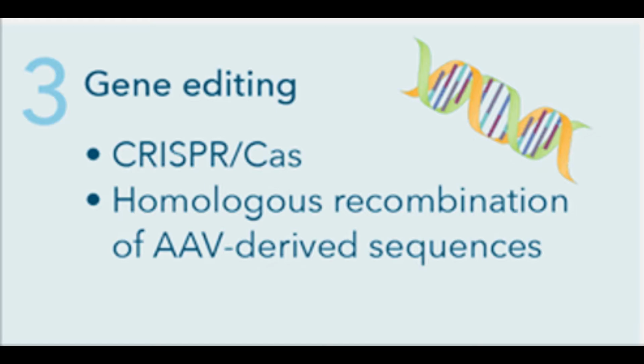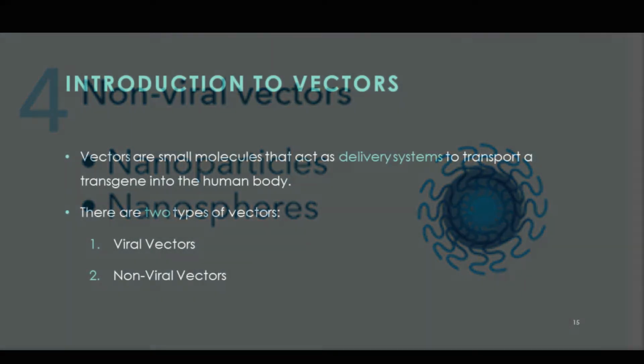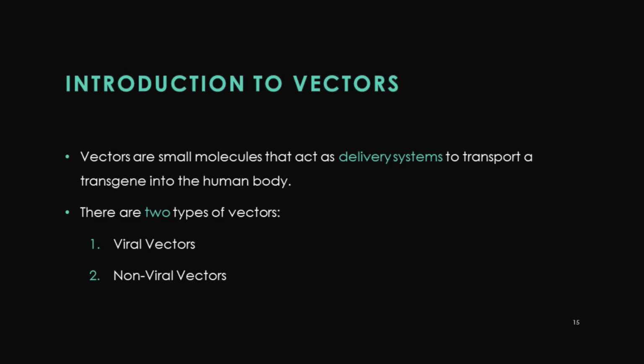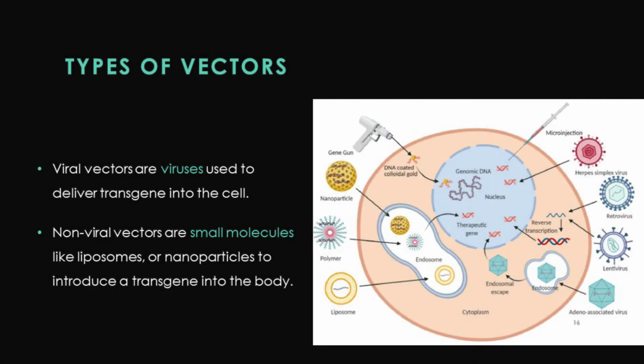And as you can see, generally carrier molecules can be categorized in 4 ways. However, you need to remember that vectors are broadly divided into 2 main types. Vectors can be based on viruses, or they can be non-viral particles.